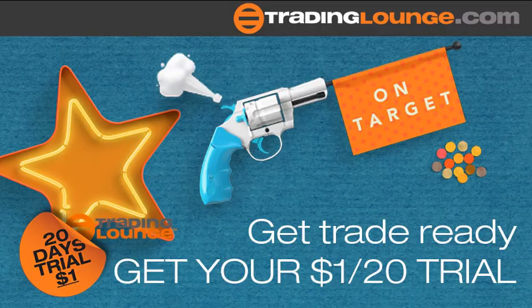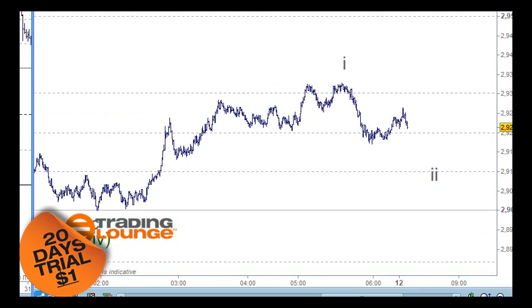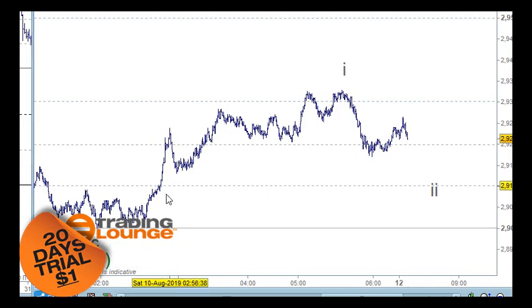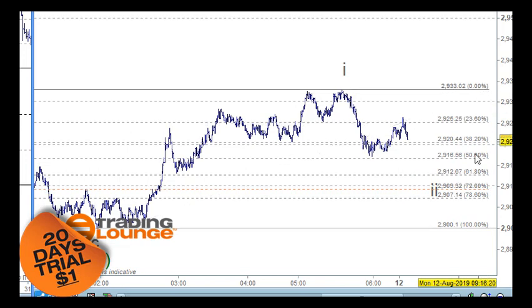So we're looking for an A wave, a B wave and a C wave, pulling back to the 61.8% mark from these lows here. So we're expecting a move down into this space here, then finding support here.